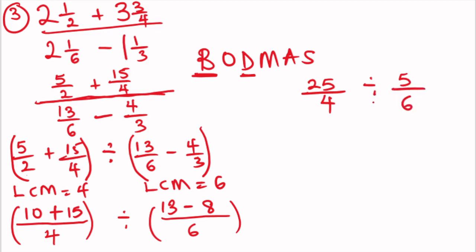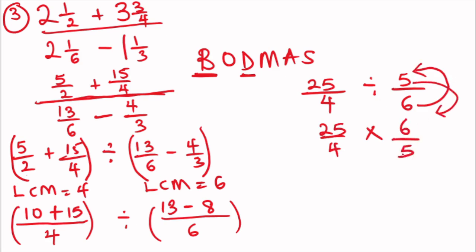So by the rule of division, we have to change that sign to a multiplication sign. So 25 over 4 times the reciprocal. 6 goes up, 5 comes down. So 6 over 5. Now we have 5 here, 1. 5 in 25 is 5.